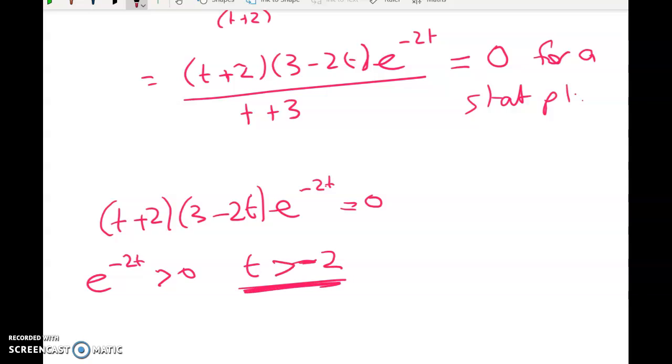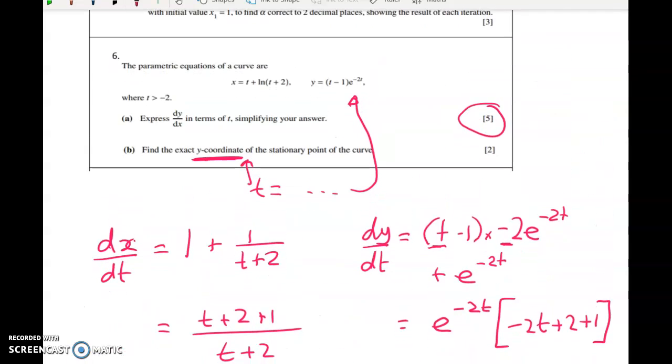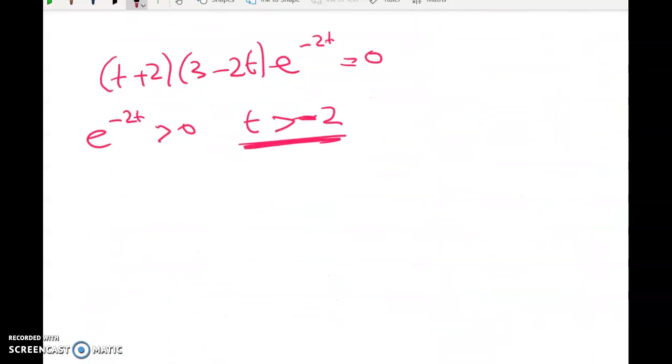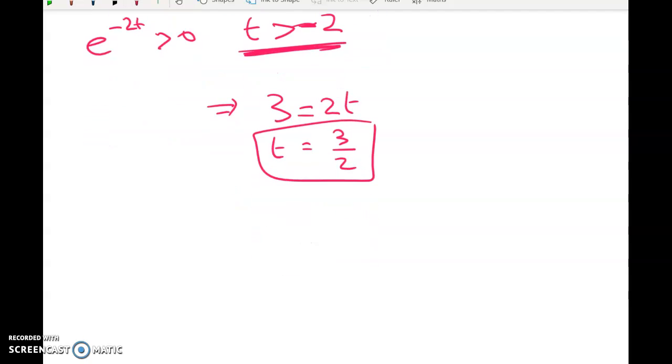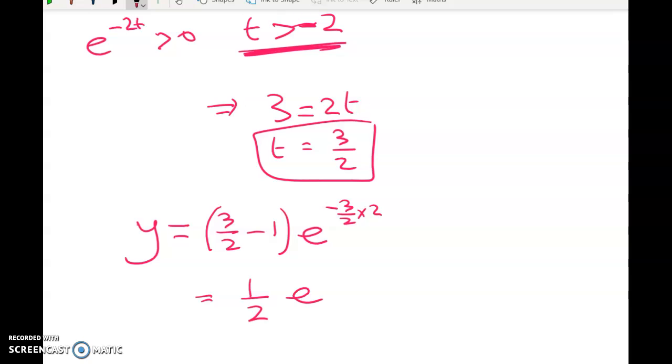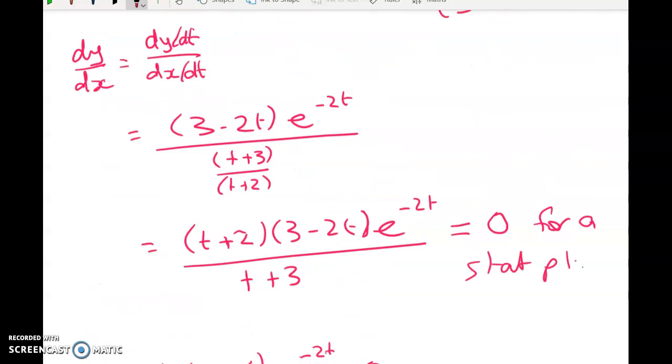We were told that at the start, and that's the case because the original question had a natural log in it. So we know that t can't be equal to negative 2. The stationary point is going to come from 3 equals 2t, and t is equal to 3 over 2. Now, chucking that back into my formula for y, sorry, that's the alarm going off for something, right? So y is equal to (t minus 1), (3 over 2 minus 1), times e to the negative 2 times 3 over 2, giving us 1/2 e to the negative 3. And that's all there is to it.